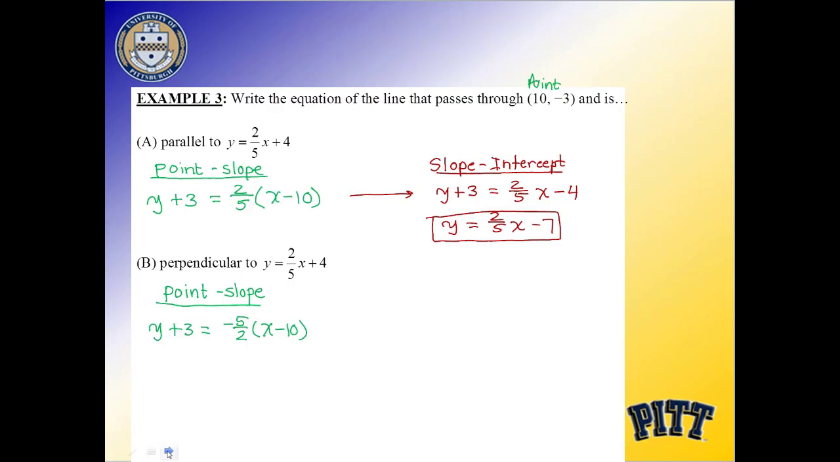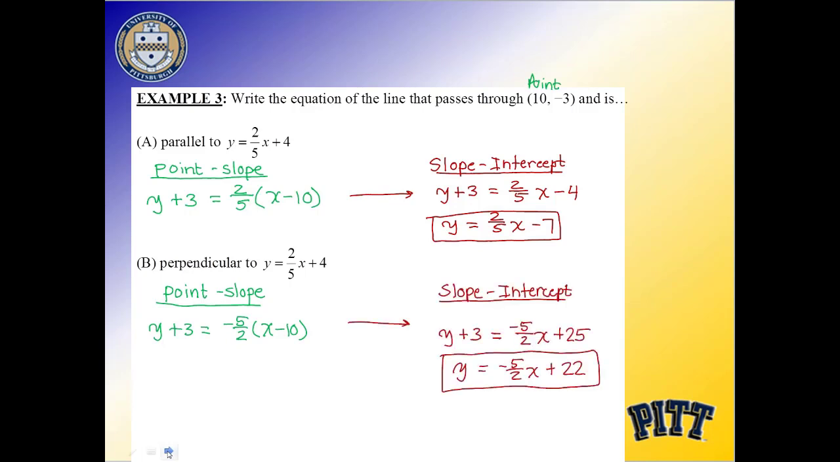So again, that'd be a good enough answer because this question did not ask me to have it in any particular format. But if I absolutely want to put it in slope intercept form, I'd go through these steps here, and I would get y = -5/2 x + 22.